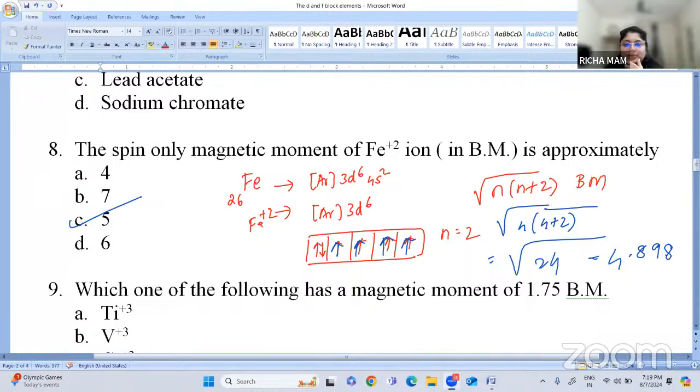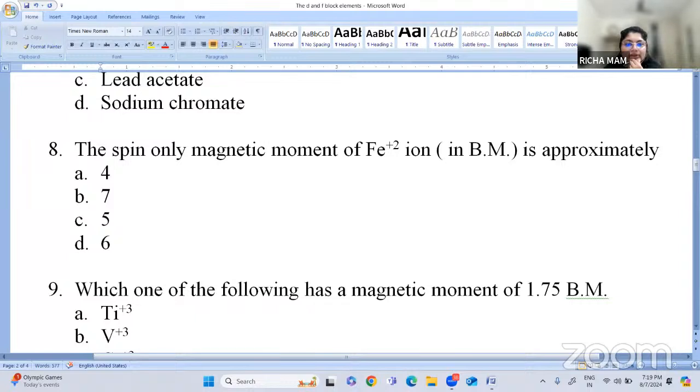Yes, Sri Varuni has also answered it right. Very good. Aishwarya has also answered it right. Very good. Lubna has also answered it right. Very good. Okay, so now I hope you have understood the questions on Bohr magneton. Let us go for the next one.